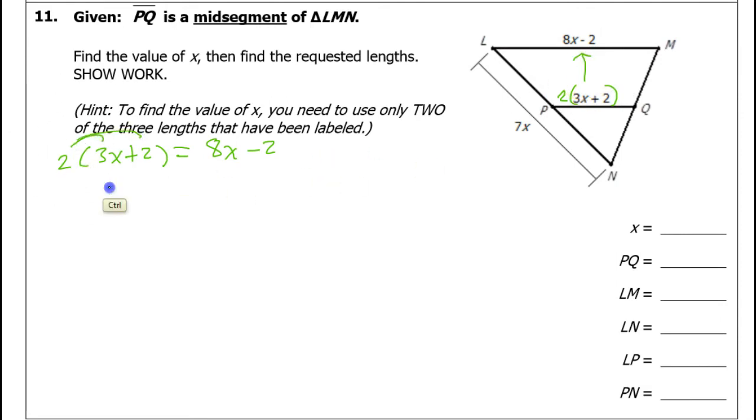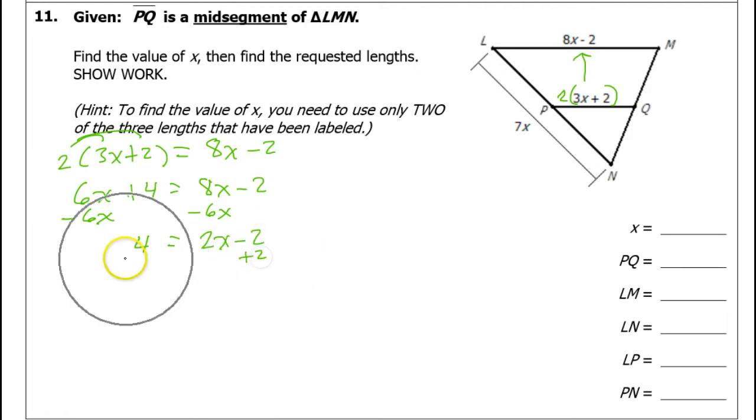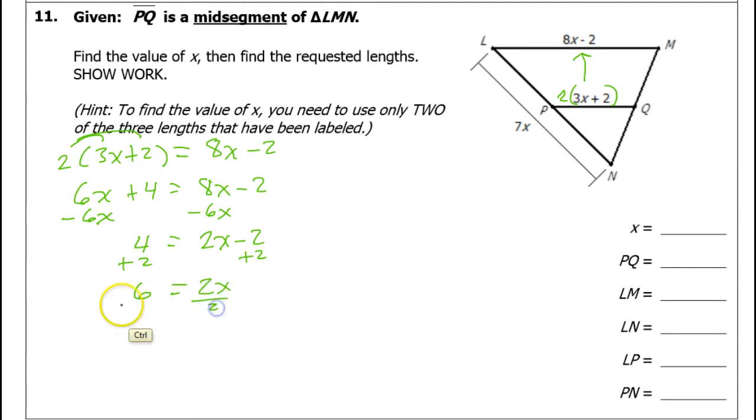Anyway, a little distributive property here, and I get 6x plus 4 is equal to 8x minus 2. Let's subtract 6x from both sides. So that's going to be 4 is equal to 2x minus 2. Got to add the 2 to both sides, so I've got 6 is equal to 2x. Now I'm dividing by 2, and I get x is equal to 3. So, great, I now know that x is equal to 3. What else do you want?